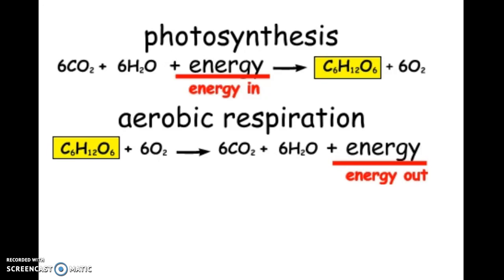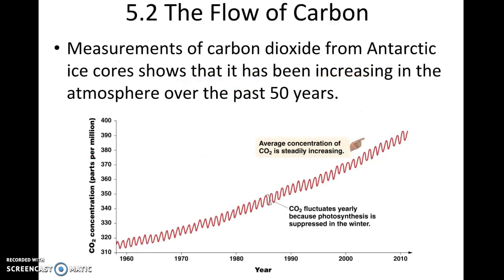Whoa, looks blurry on my screen. Apologies. Photosynthesis and aerobic or cellular respiration are the opposite of each other, right? We have that carbon dioxide and water plus energy in, releasing glucose and oxygen. Cellular respiration, taking that glucose with oxygen, breaking it down into carbon dioxide, water, and energy out in the form of ATP. So that's important, particularly the energy part of that.